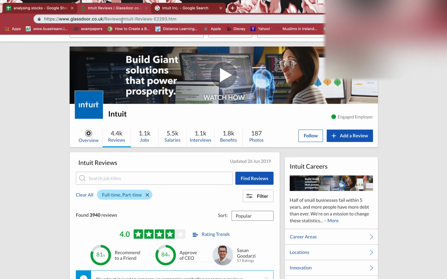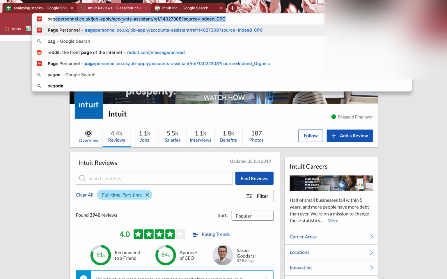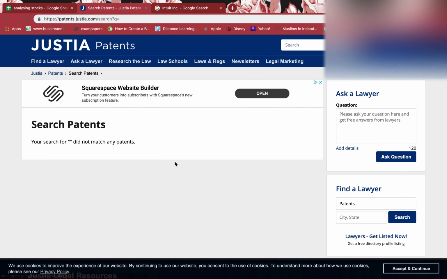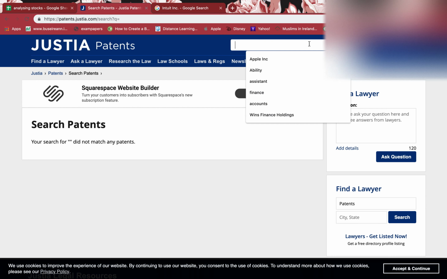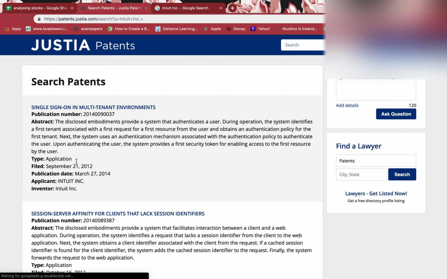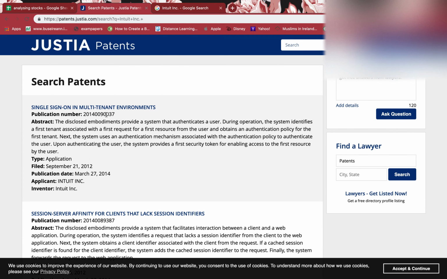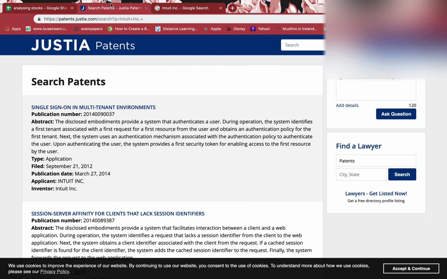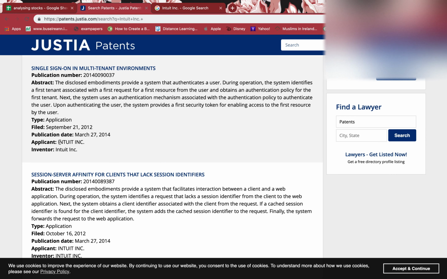every firm has some problems. So that's really good. If I just type in patents, and just go to Justia Patents website, and you can just search it on top, and I'll just search that, and make sure, because you need to have the right name exactly, because sometimes you could be mistaken.